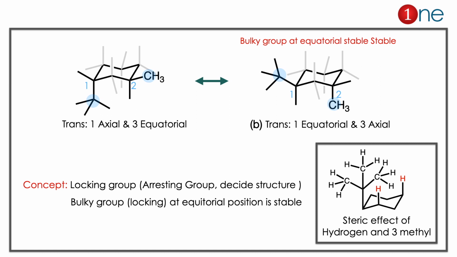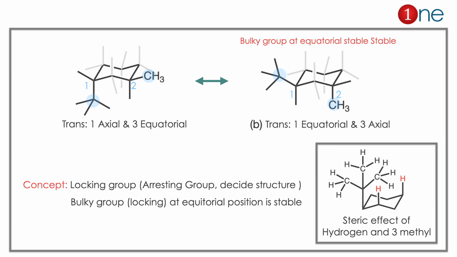The starting material is trans, so there are two trans possibilities: tertiary butyl group in the axial position with methyl equatorial, or tertiary butyl equatorial with methyl axial. Which is stable? Here you should know the point called the locking group. The bulky group is called the locking group because it arrests the structure. The axial tertiary butyl in the bulky form has a steric effect, because the hydrogen has steric effect with the methyl group.